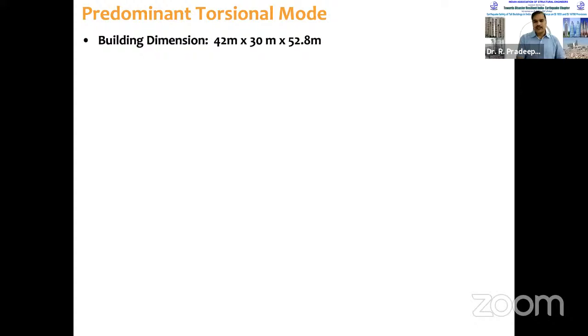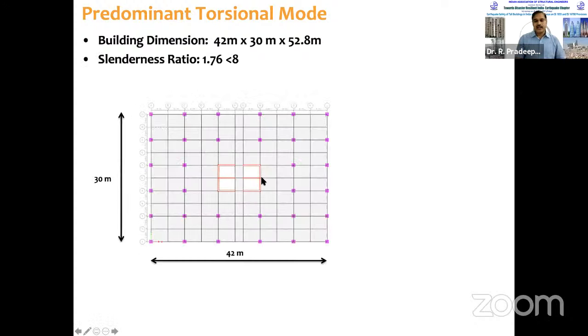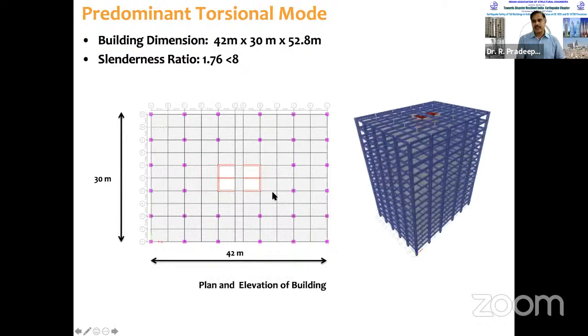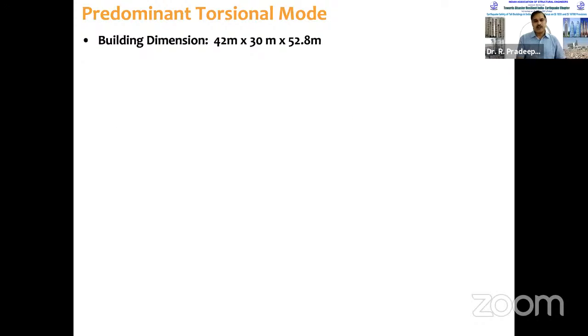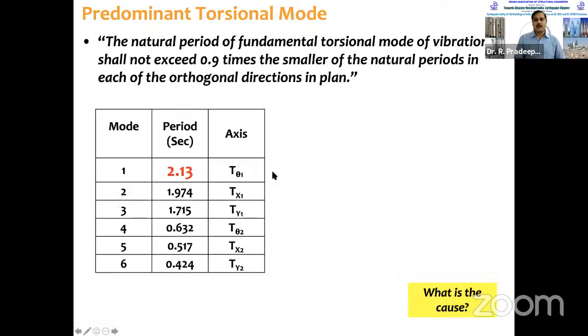In buildings where shear walls are located in a central core, often you will see this kind of effect. So in plan, the central core shear walls are located. If that is the case, then we get the torsional mode as the first predominant mode.